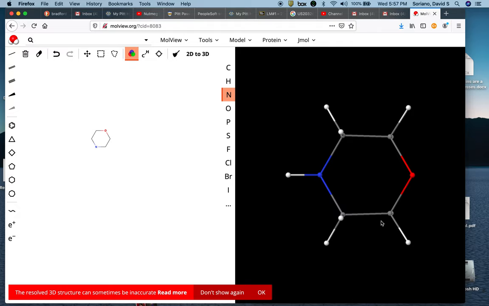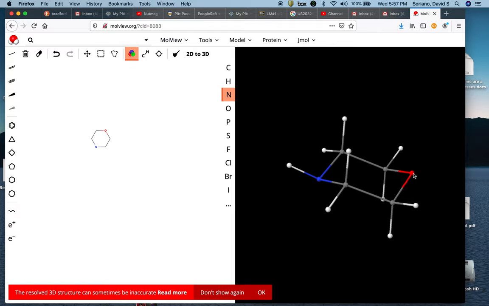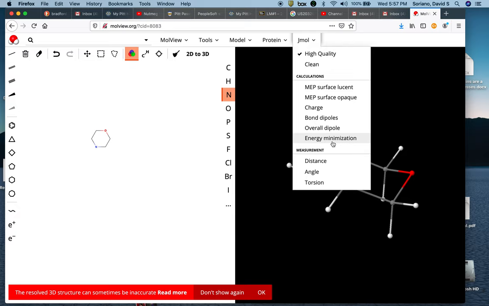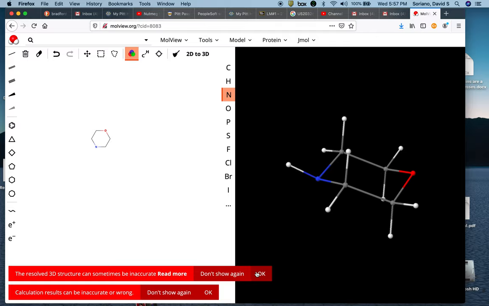Now, let me go to a 3D. And there it is. By default, it put the H in for nitrogen. So what you have is the oxygen with 2 bonds, 2 unshared pairs not shown, and the lone pair on nitrogen and the NH bond. Now, don't forget to minimize it. Energy minimization. It'll stretch and bend a tiny bit, and then it'll be done.